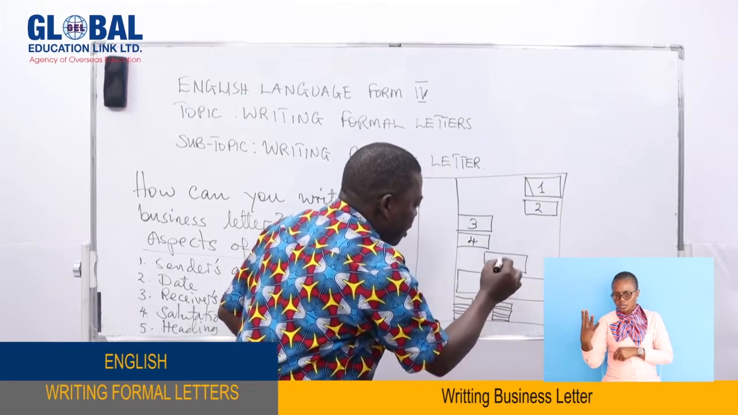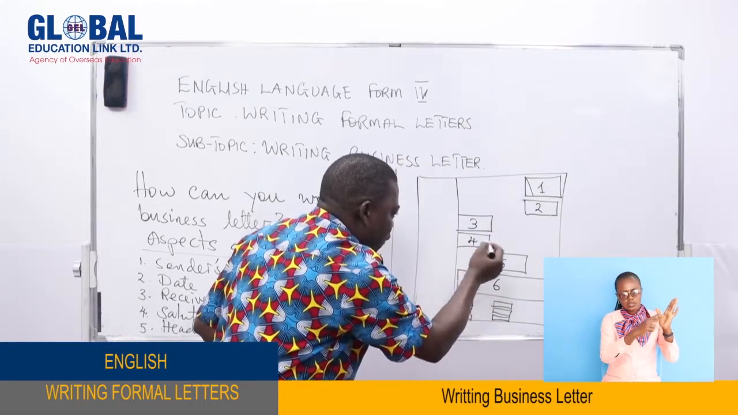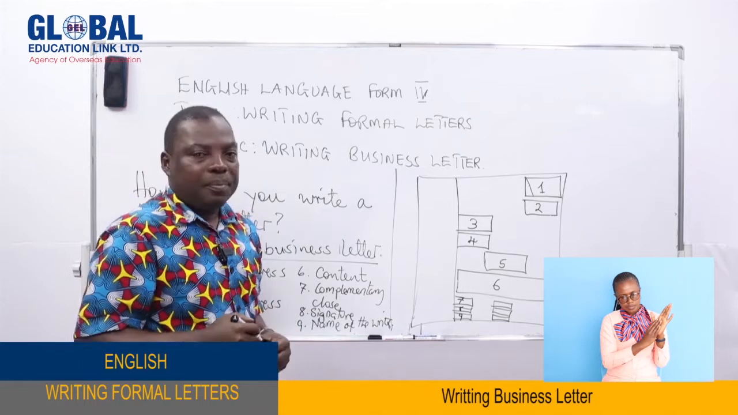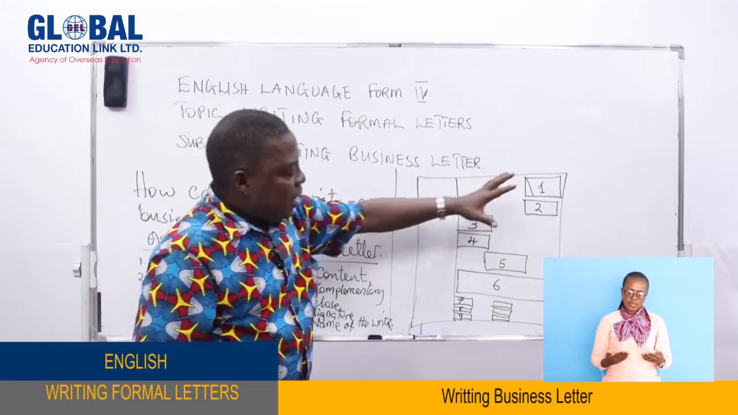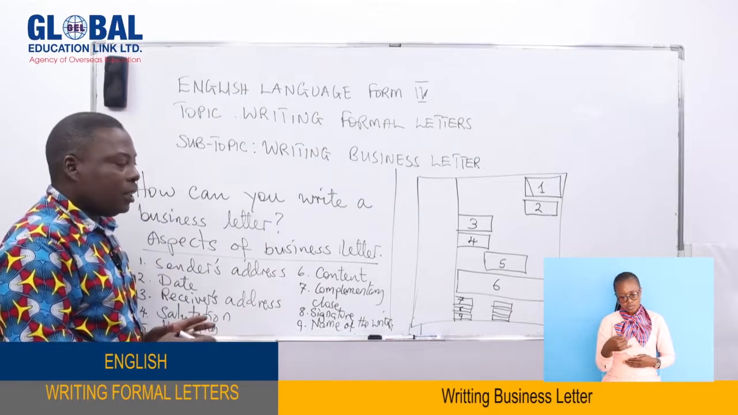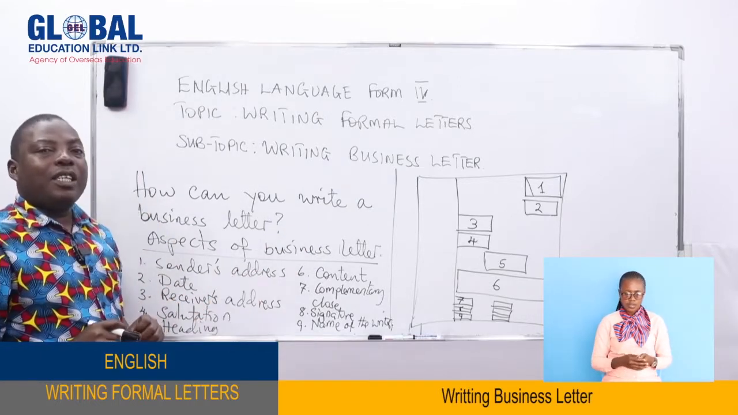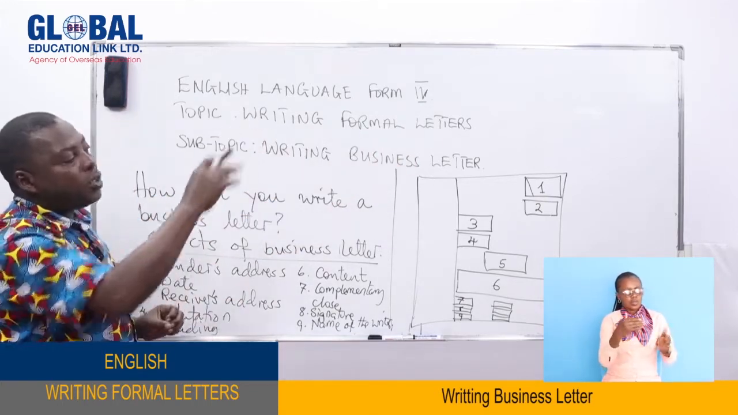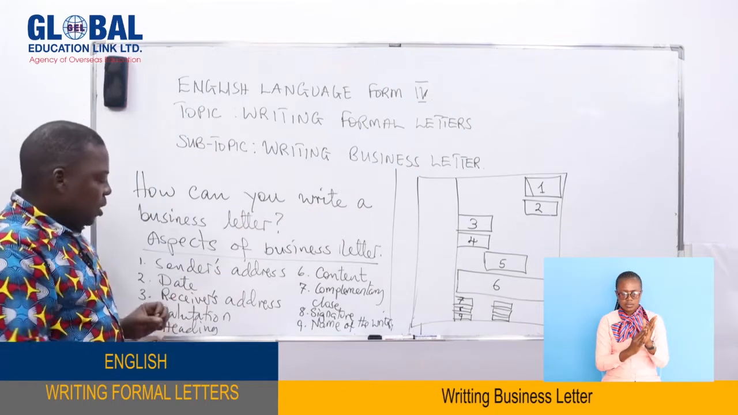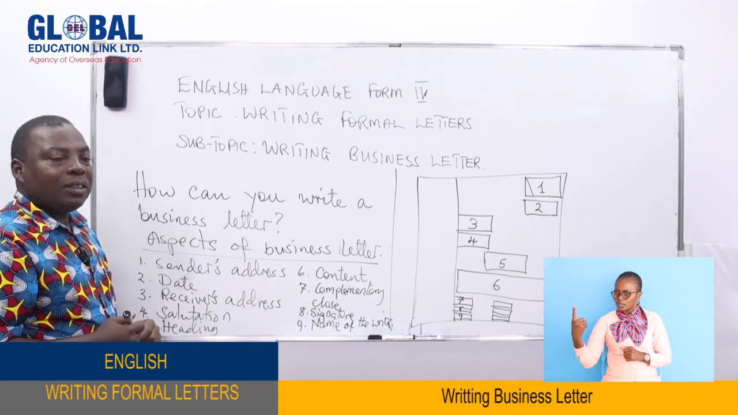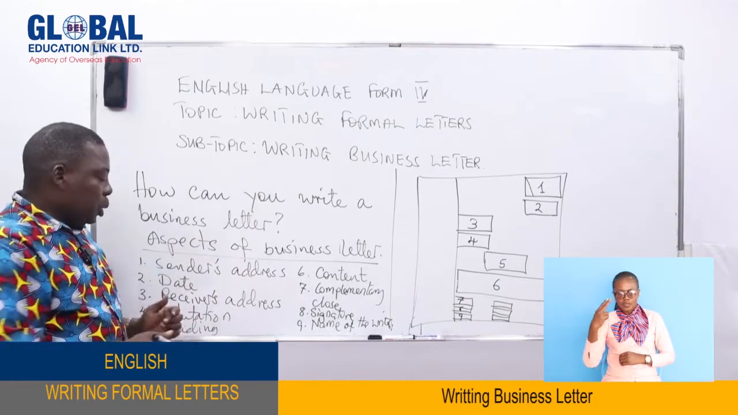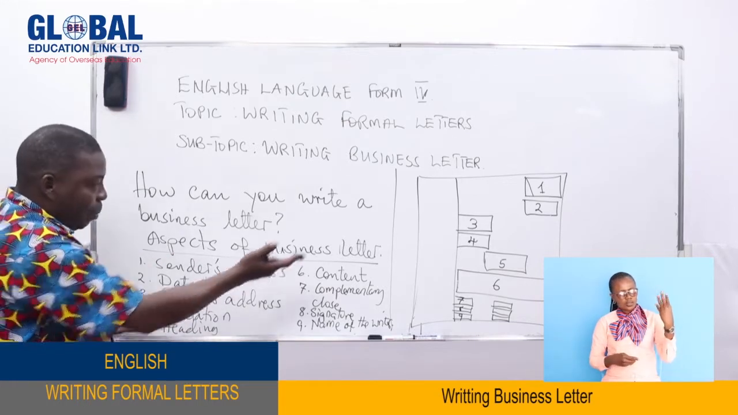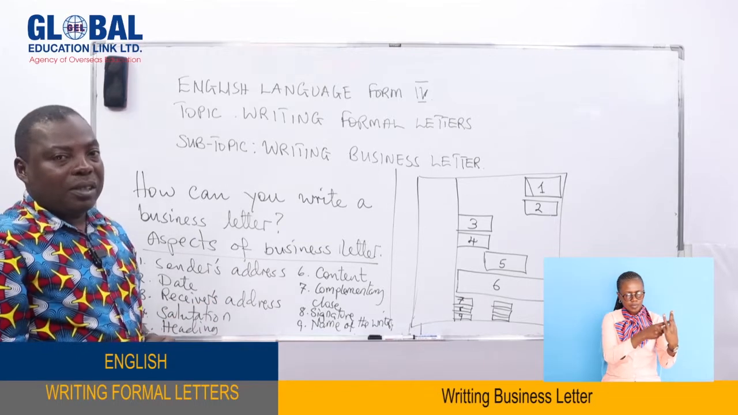Number 1, 2, 3, 4, 5, 6, 7, 8, and 9. So these numbers have to correspond to these aspects that I have listed here. The number 1 box that we see on the topmost right corner of our page stands to represent sender's address. The second box, number 2, stands to represent a date. The third one, number 3, is the receiver's address.